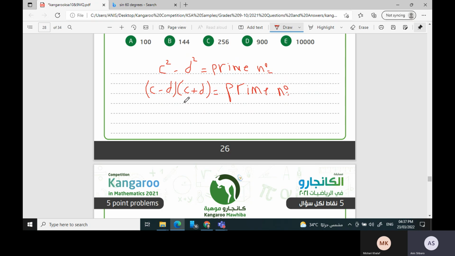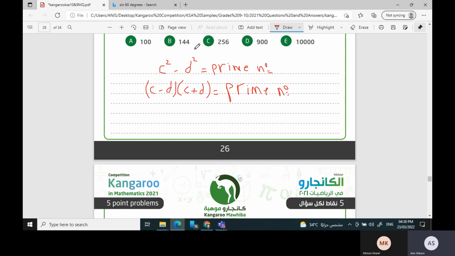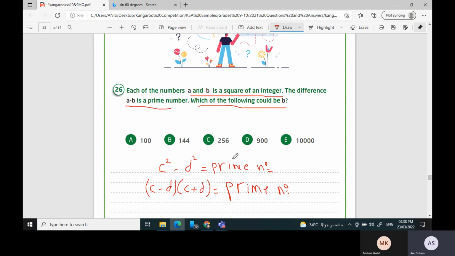So now, in fact, I'm away from the question because they want me to find B. And I know that B is equal to D power 2. Right? But now I don't have the D power 2. So I will do the following in order to make it something near it. First of all, I'm going to change the question. So they want which value to be B. I'm going to find which one is suitable to be D by simply square rooting each one. So the square root of 100 is 10. 144, it's 12. 256, we calculated that now, it's 16.